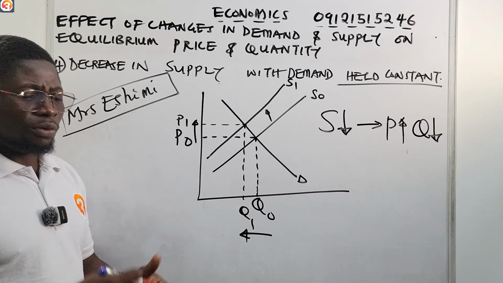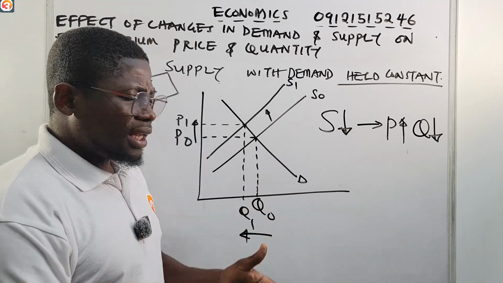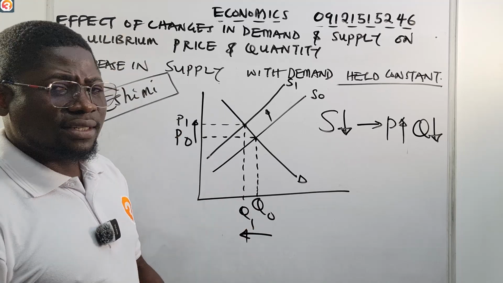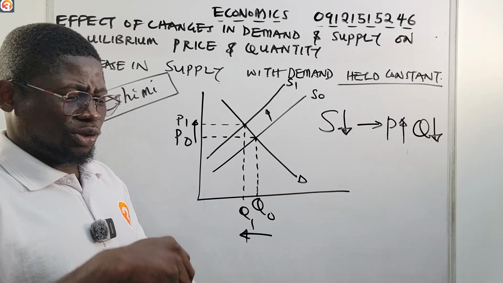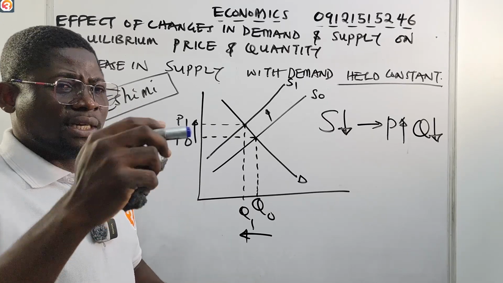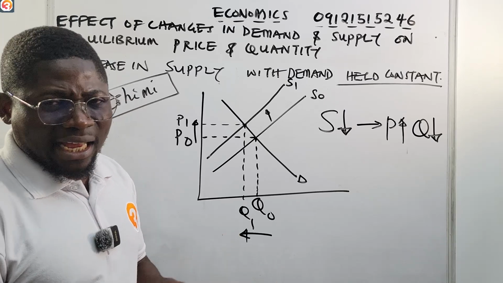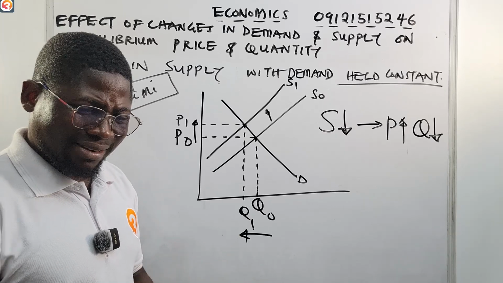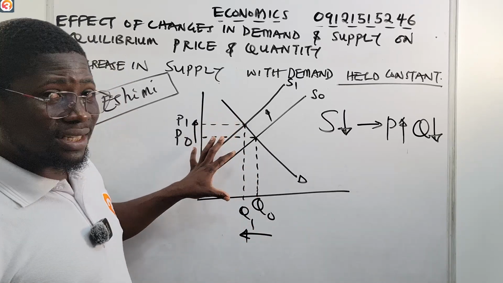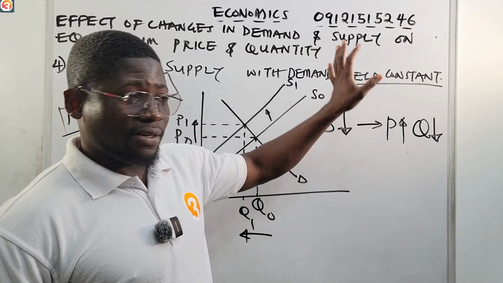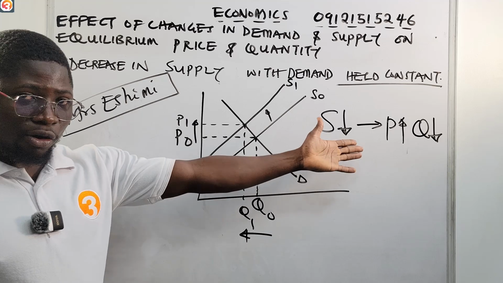So these are the scenarios: first, increase in demand, supply constant; decrease in demand, supply constant; increase in supply, demand constant; decrease in supply, demand constant. We know that once you increase demand, equilibrium price and equilibrium quantity will increase. If you decrease demand, equilibrium price and equilibrium quantity will decrease. It follows like that for demand, but for supply it's not like that. When we decrease supply, price increases and quantity decreases. Also, if you increase supply, the opposite of this happens.